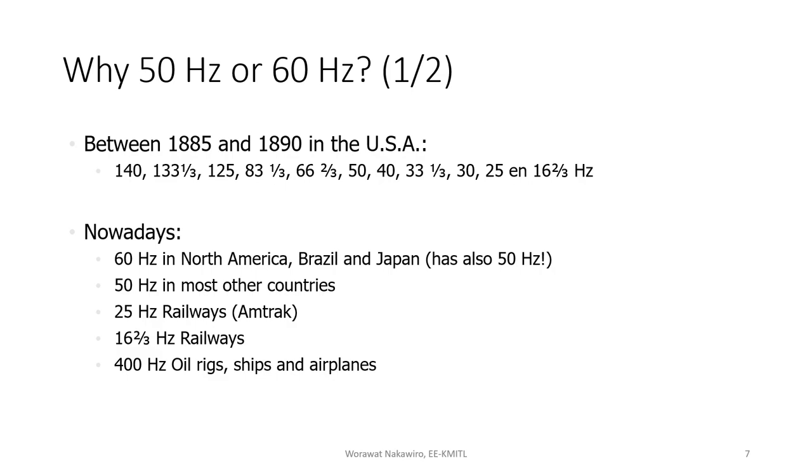a few frequencies, like 60 hertz in North America, Brazil, and Japan. But interestingly, in Japan, they use two frequencies, 50 and 60 hertz, in the same system. Most of the countries use 50 hertz. You can also find different frequencies, for example 25 hertz in railways like Amtrak in North America, 16 2/3 hertz in railways, or 400 hertz in other applications.